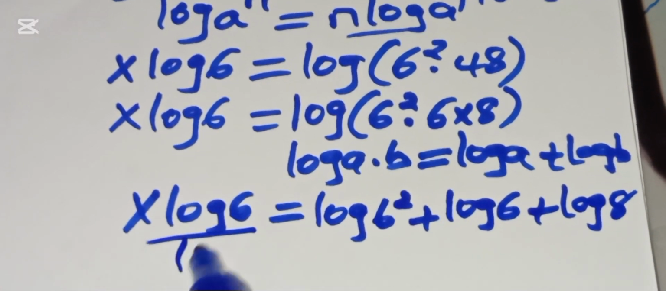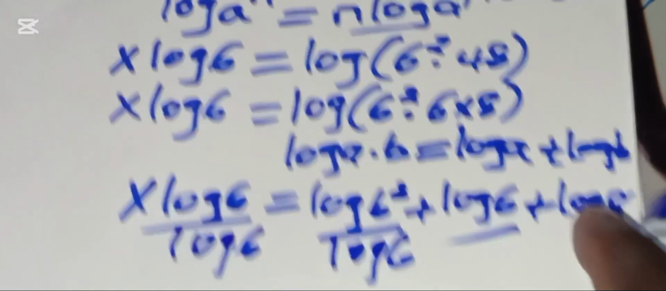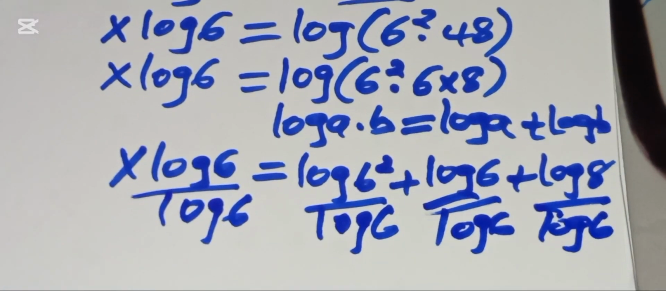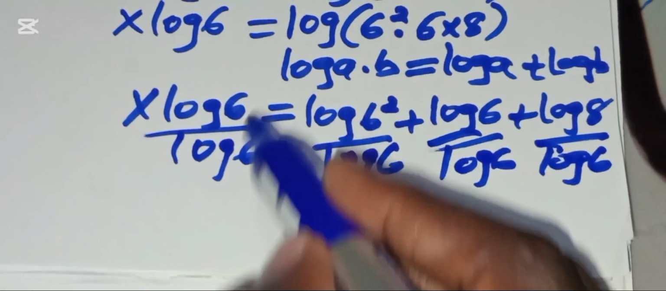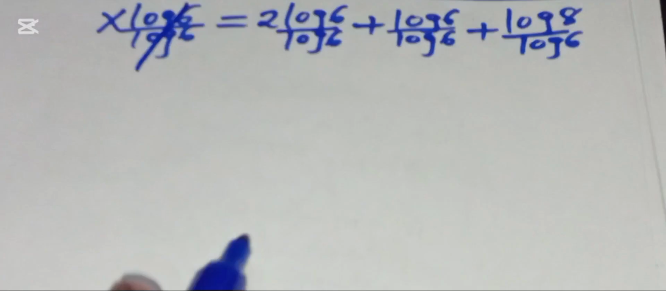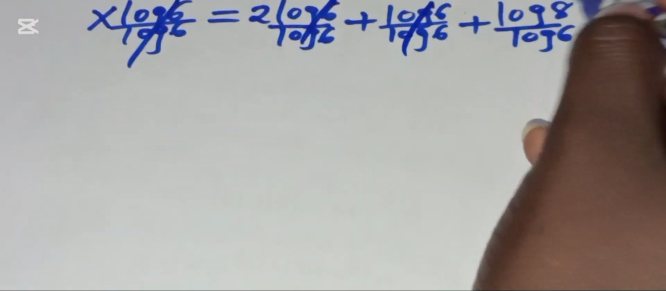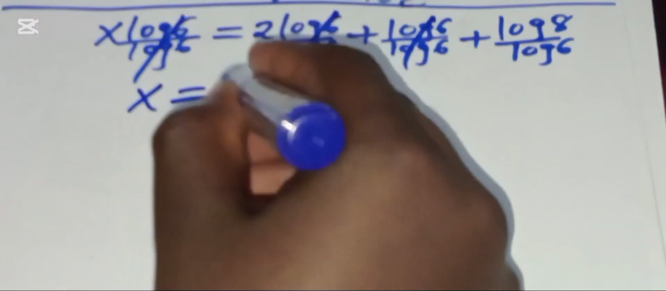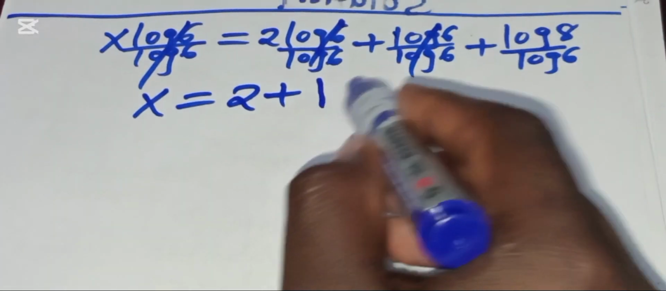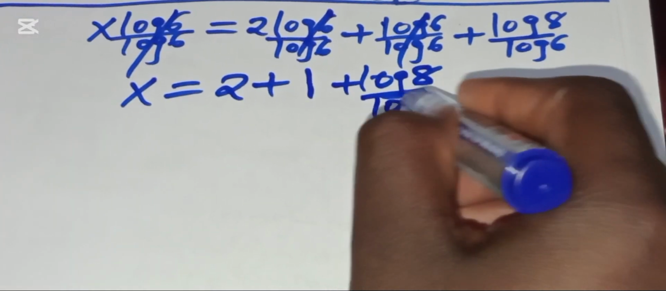So we divide both sides by log 6. Now let's simplify. So that x is equal to, log 6 divided by log 6 simplifies. Now log 6 here also simplifies. So that here, x is equal to 2 plus, this is 1, since log 6 divided by log 6 becomes 1, then plus log 8 divided by log 6.